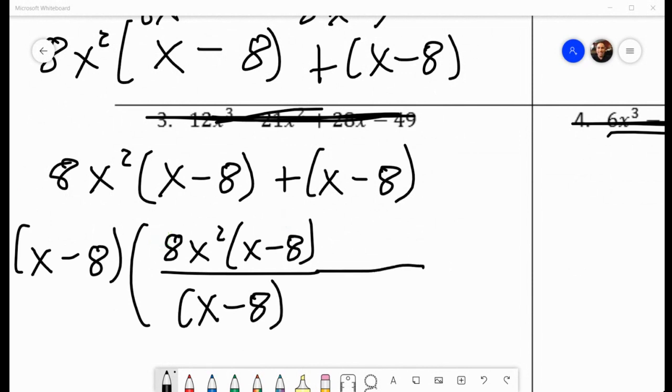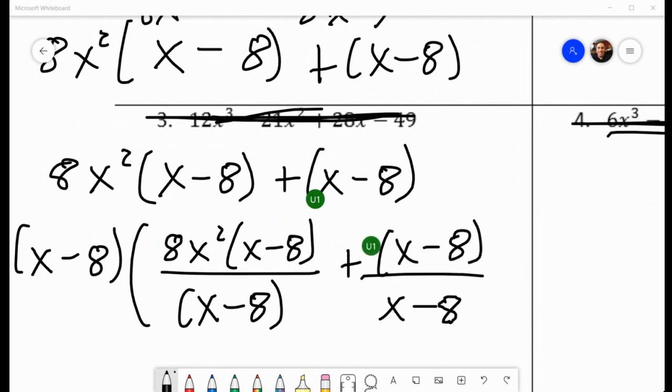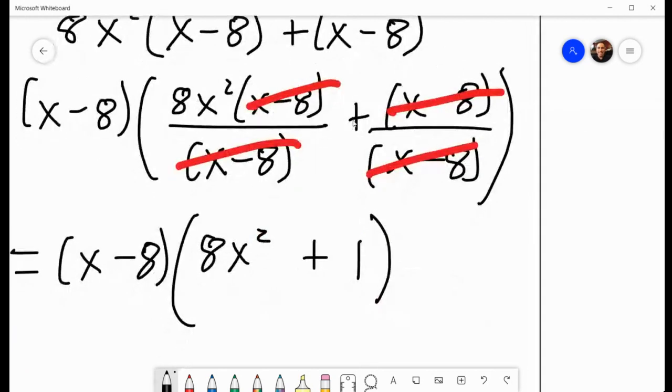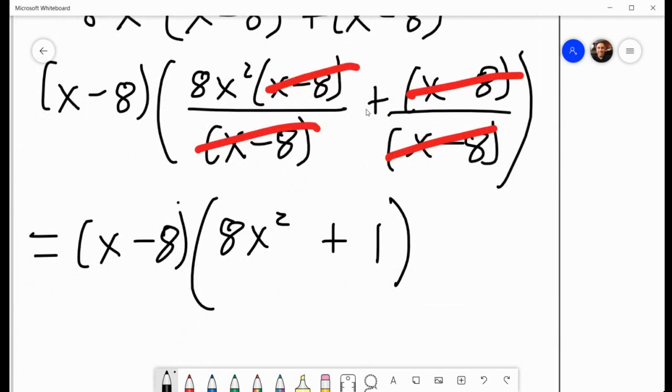Wait, hold on, let me plus over x minus 8. Again, we just divide, and then what happens next? Well, we get this: 8x squared plus, let me show the calculation. These cancel. These cancel. When you have something over itself, you get 1. So this is what we get. Oh, wait, sorry, you can't see that. So this is our answer.